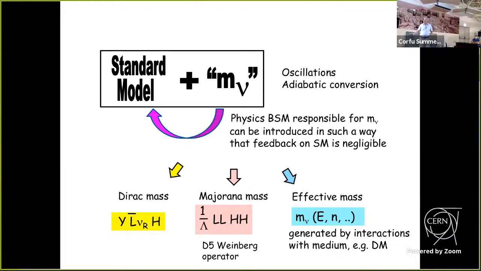And actually, there are several possibilities. It can be Dirac neutrino mass. It can be Majorana, for instance, through the D5 Weinberg operator. But it can be an effective mass, which is generated by interactions of neutrinos with a medium, for instance, with dark matter. And I will comment on this later.